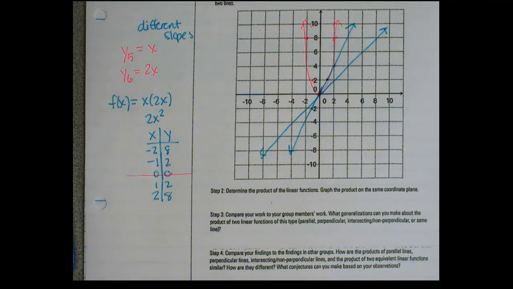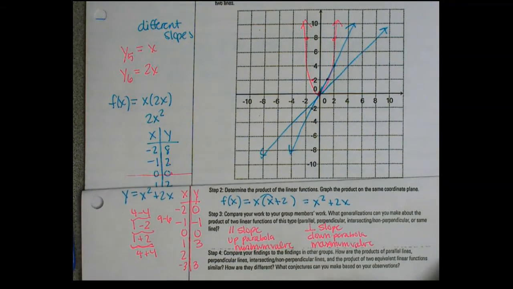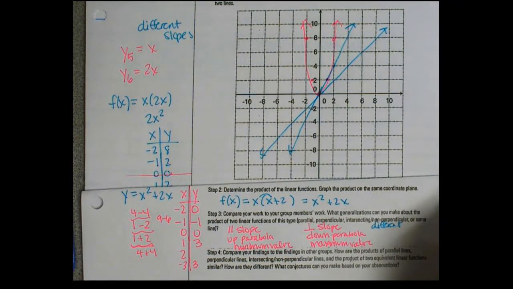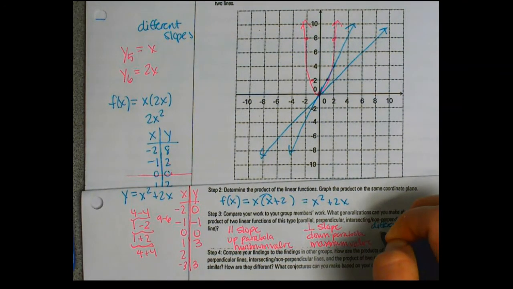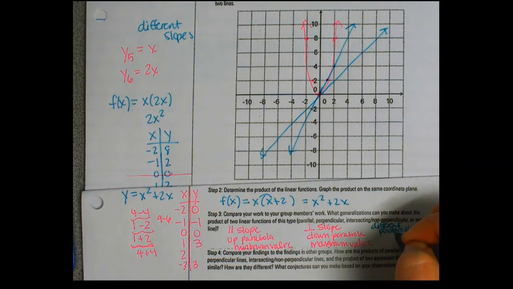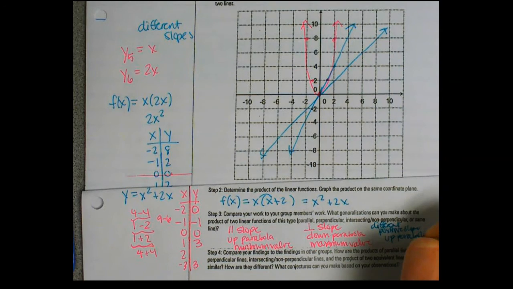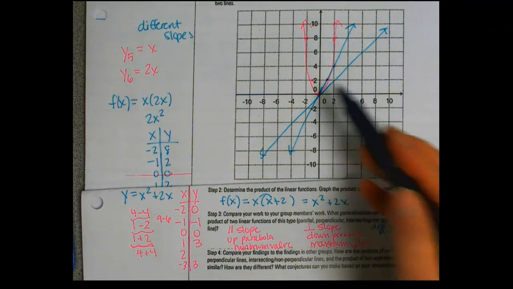So in this case, we have an up parabola. So we're comparing again. If we have different slopes, in this case, they were both positive slopes. So they're positive slopes. I have an up parabola. And I have the same x-intercept. This one has a minimum value at the bottom.